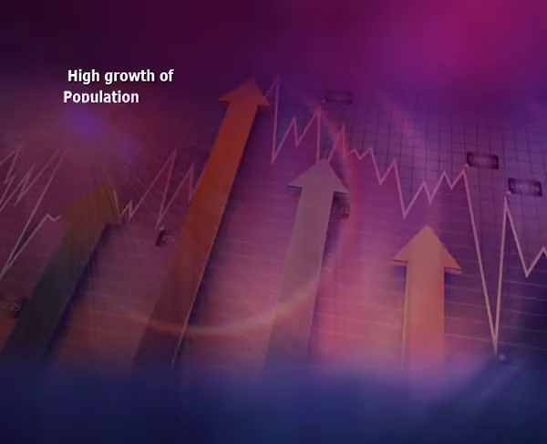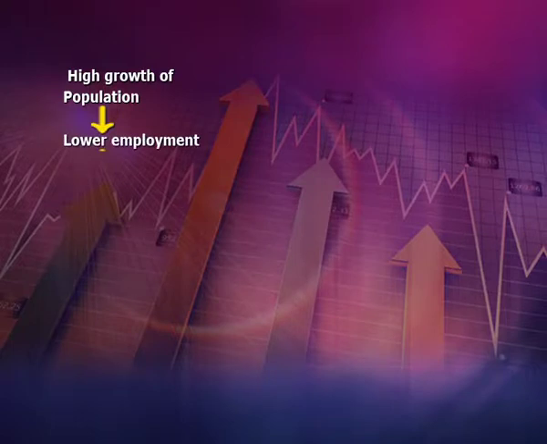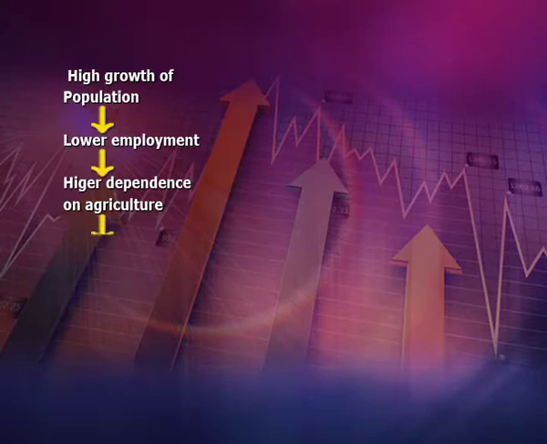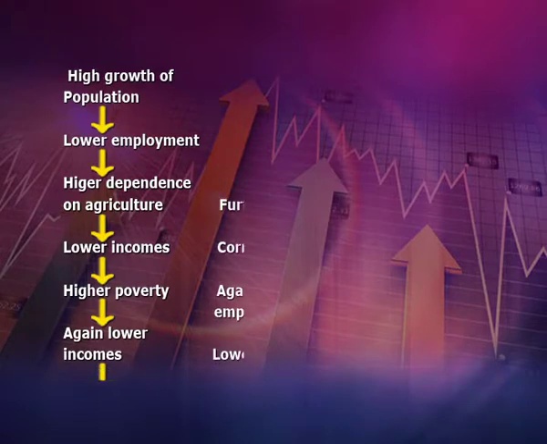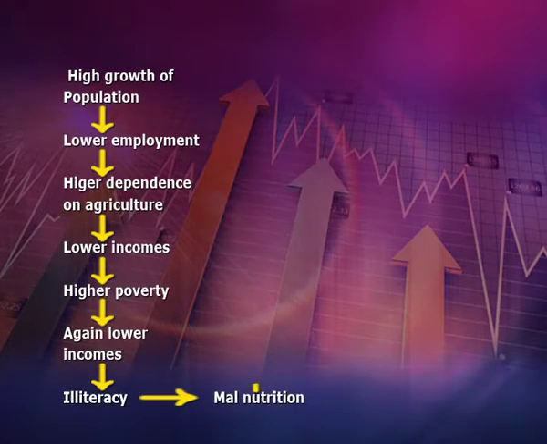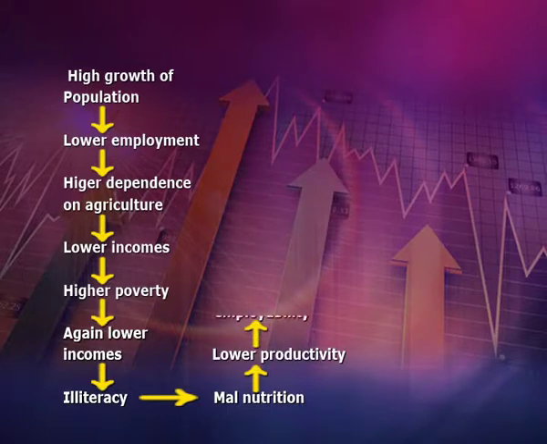Developing countries experience a vicious circle of lower development. These countries have a high growth of population. High growth of population leads to lower employment. Owing to lower employment, there is higher dependence on agriculture. In the agricultural sector, incomes are lower. Hence, there is a high incidence of poverty. High poverty leads to further lowering of incomes. Lower incomes lead to illiteracy and malnutrition, and illiteracy and malnutrition lead to lower productivity. Because of lower productivity, employability becomes low.